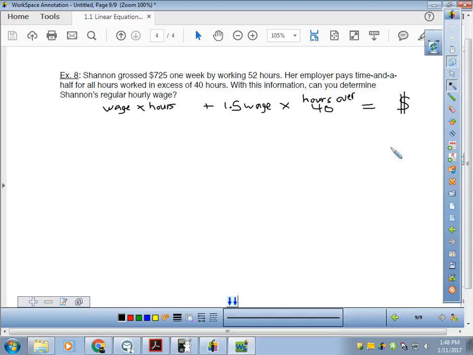Now, we do need to pick a variable here for what we're trying to find. We are trying to find her wage, so we're going to pick a variable for her wage. So over here somewhere, I'm going to say let X equal her wage.